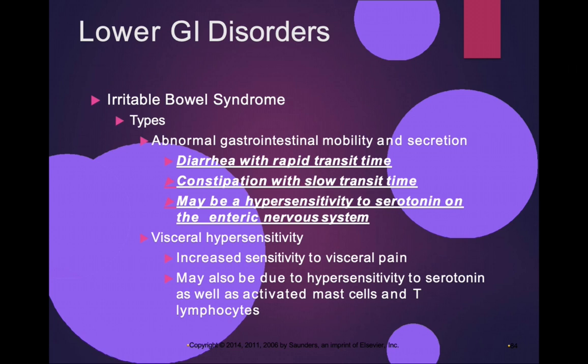There's also visceral hypersensitivity. Increased sensitivity to visceral pain can be due to hypersensitivity to serotonin, as well as activation by mast cells and T lymphocytes. Remember, the mast cells are located in the GI tract. They're found in the skin and the respiratory tract, and they release histamine. And histamine can result in dilation of the smooth muscle, and you can get diarrhea from that as well.